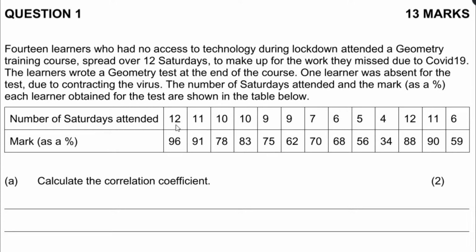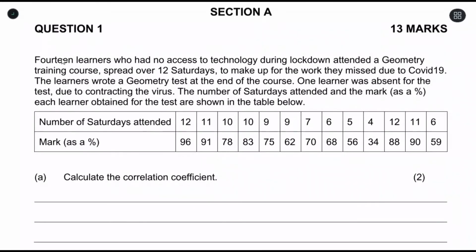So the first learner attended 12 Saturdays and had 96. This learner attended 11 Saturdays, had 91, and so on until the 13th learner here, who attended 6 Saturdays and had 59. The question wants us to calculate the correlation coefficient, right? To find the correlation coefficient, we need to use our calculator, okay? So let's bring up our calculator right now.